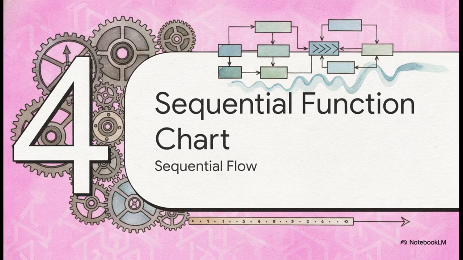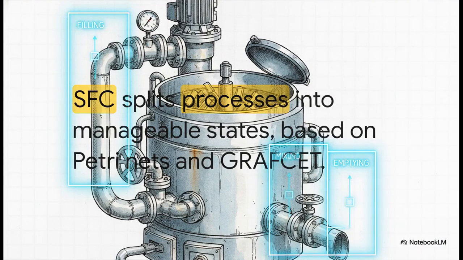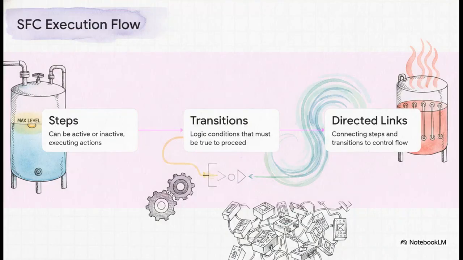Section 4, Sequential Function Charts, Managing Sequential Flow. Sequential Function Chart, or SFC, is honestly way more than just a language for writing equations. Think of it as a structural blueprint. Based on Petri nets, it helps decompose massive, complex batch processes, like a complicated chemical mixing sequence, into clear, manageable, isolated states. It's an inherently parallel programming tool that lets you see exactly where a machine is in its operational cycle at a glance.